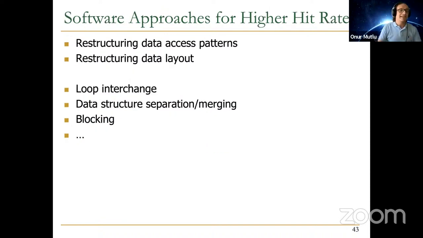Clearly, caches are invisible to software, but software can actually take advantage of them by trying to maximize the hit rate, by shaping the access patterns, the data layout, and the computation so that the data you're accessing is likely to hit in the cache. That's the idea for software approaches. There could be other software approaches that provide hints, as I said, using instructions, which we're not going to cover here. But instructions can provide hints saying that the data I'm going to access is likely to be reused. We're going to look at some software approaches like loop interchange, data structure separation and merging, and blocking or tiling.